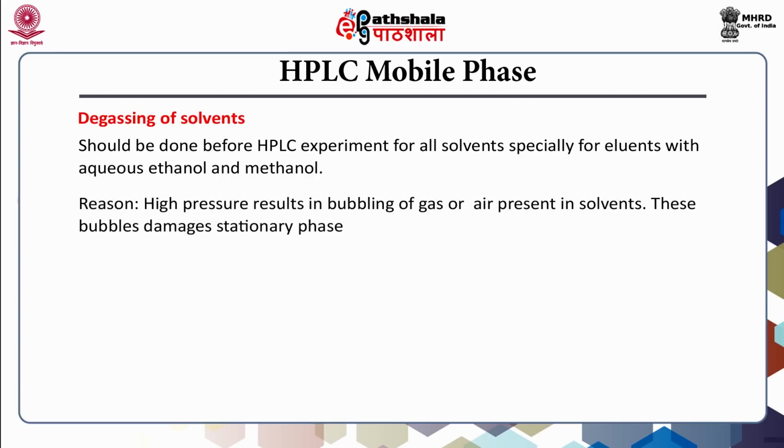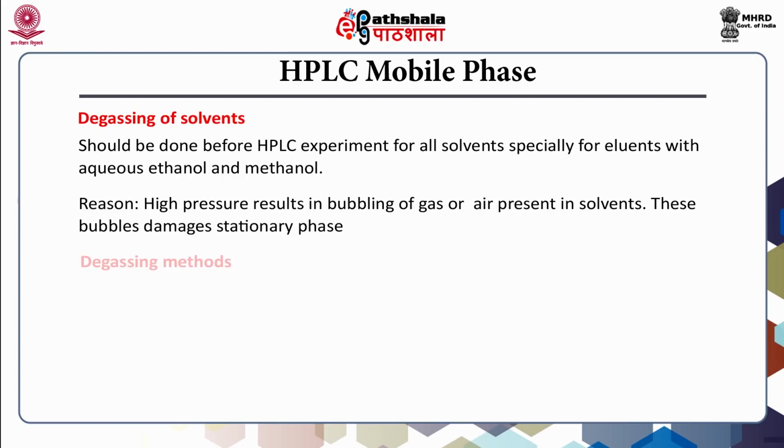Why? The important reason is that we are using high pressure in HPLC. That high pressure results in bubbling of gas or air present in the solvents, and those bubbles damage the stationary phase. That is why we need to remove the air bubbles from the mobile phase. That happens by degassing.